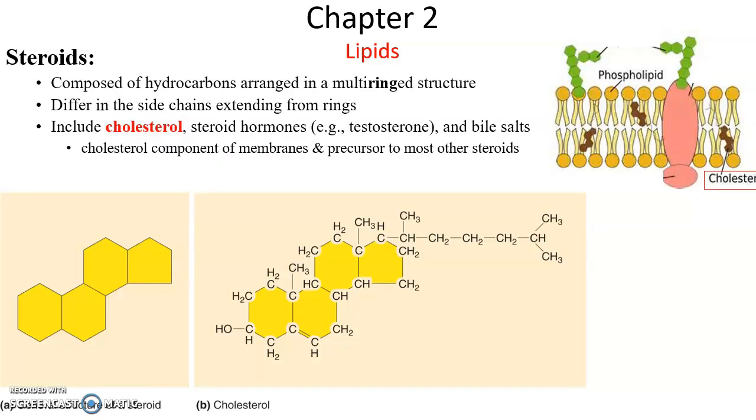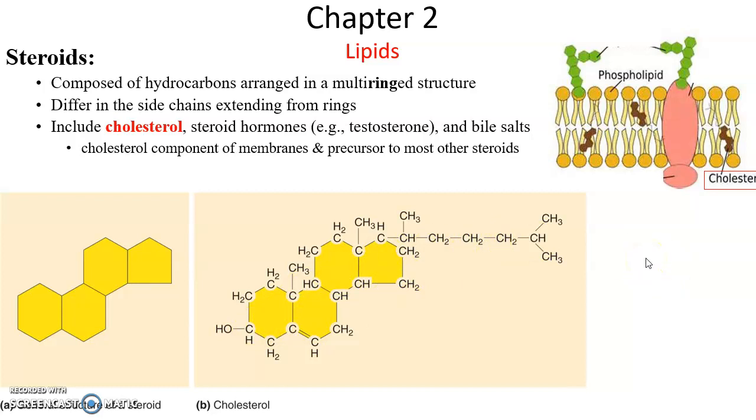Steroids are hydrocarbon rings, multi-ring structures. So here is a generic structure for a steroid. Here is cholesterol. Cholesterol is a steroid. And it turns out most of the other steroid hormones use cholesterol as a precursor. So cholesterol is the precursor for most steroid hormones.